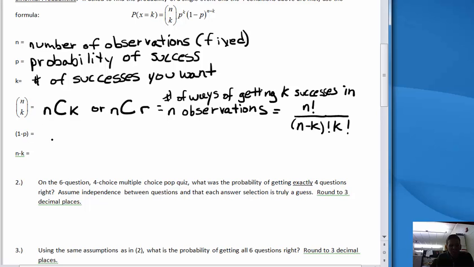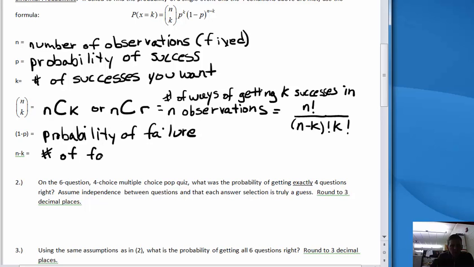If p is the probability of success, 1 minus p would be the probability of failure. And n minus k is equal to the number of failures. You will find these two differences located in your formula as well.